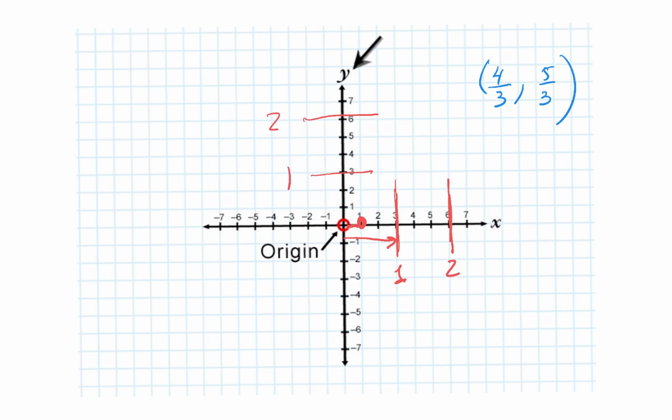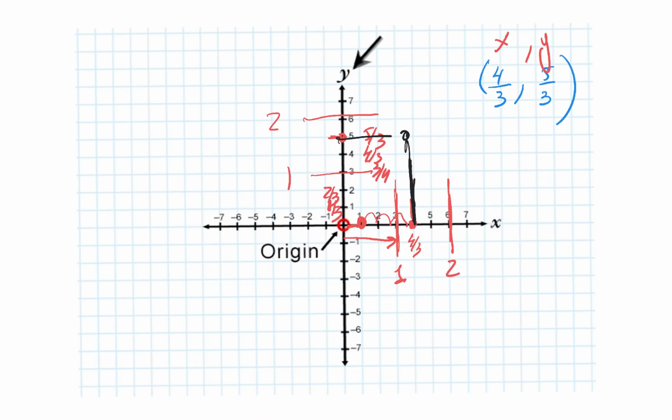And 4/3 is going 4 times. 1, 2, 3, 4, 4/3. So 4/3 will be here. And the 5/3 for the y, because 1 is here, and this is 1/3. This is 2/3. This is 3/3. And this is 4/3. And this is 5/3. So you are here. 4/3, 5/3 is here.